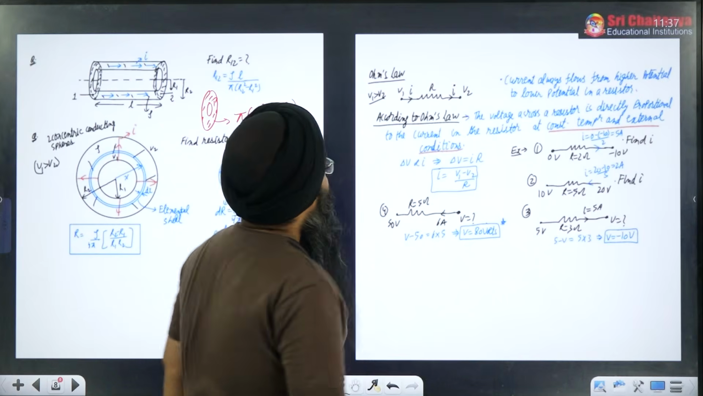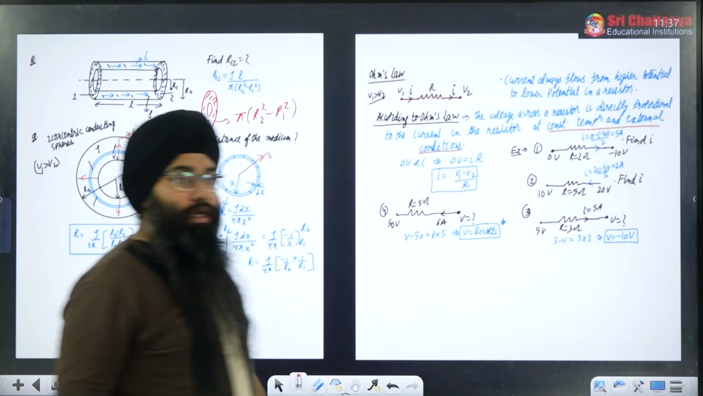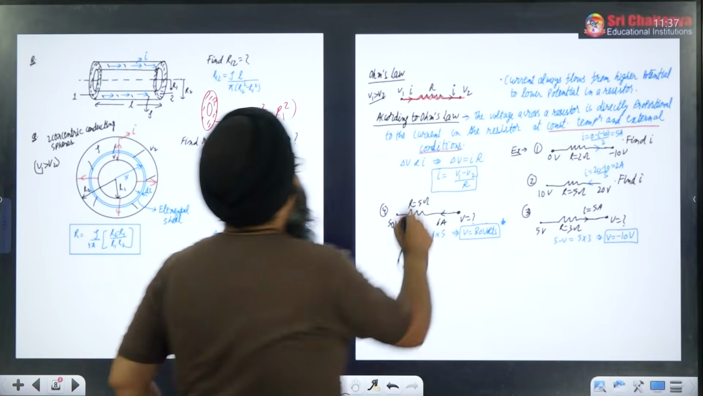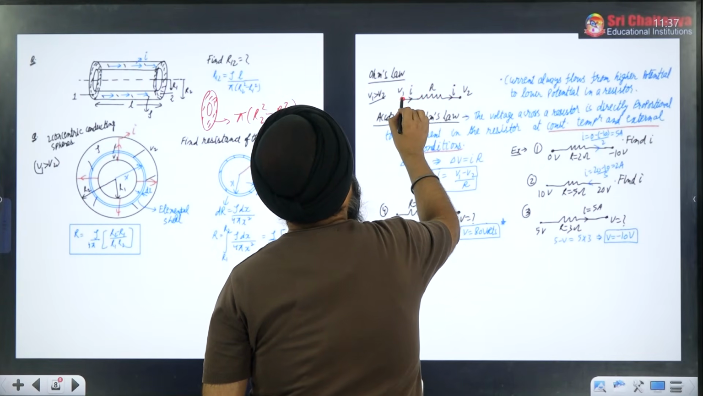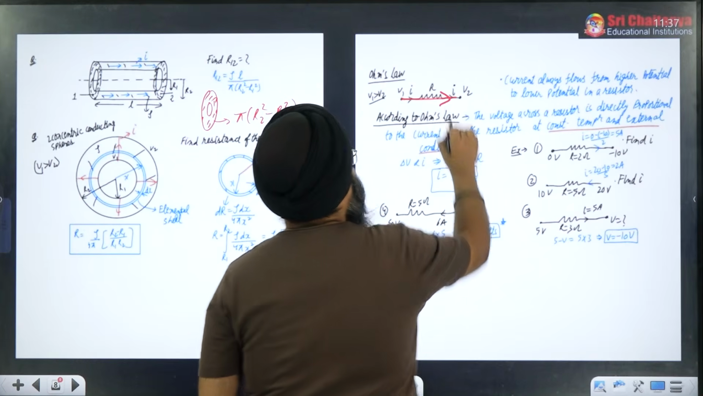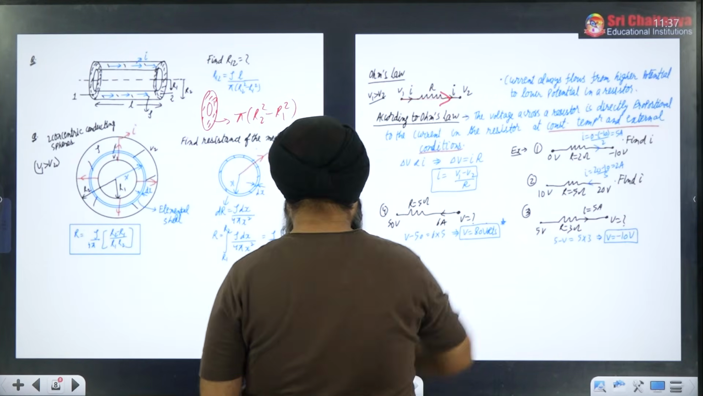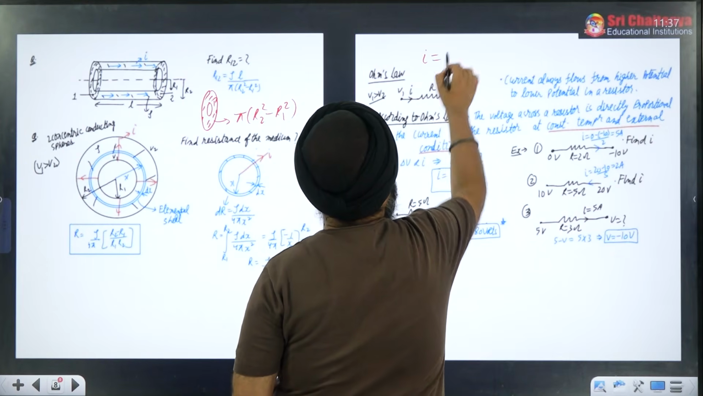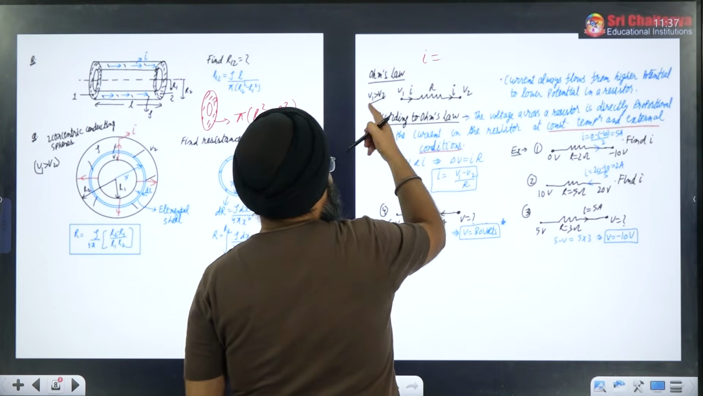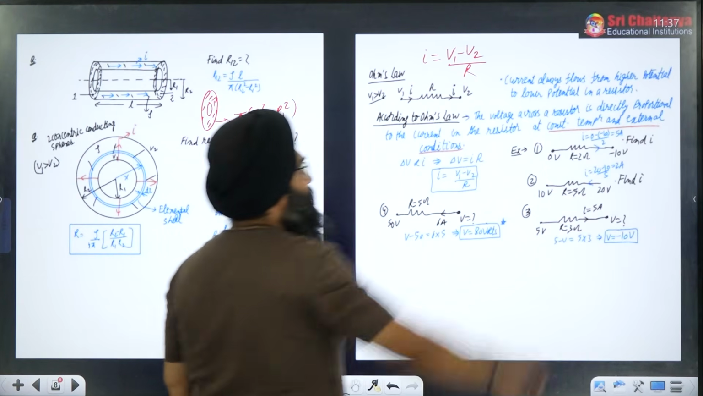Achha, one more thing. Whenever you have a resistor, this is how you represent a resistor in a circuit. Obviously the current will always flow from higher potential to lower potential across the resistor. So how will you write the current? Since it is going from V1 to V2, V1 is greater than V2, so I will be equal to V1 minus V2 divided by R.